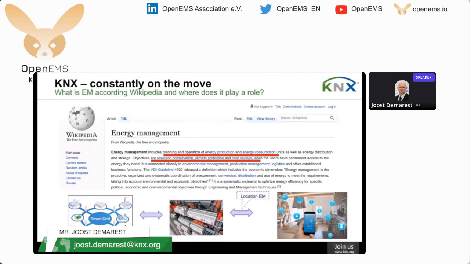The objectives are resource conservation, climate protection, and cost savings, while the users have permanent access to the energy they need. So it's all about trying to get energy production and energy consumption in sync, but taking care that the user has no disadvantage of that. Also with the goal to actually save energy, not waste energy, and to reduce costs.